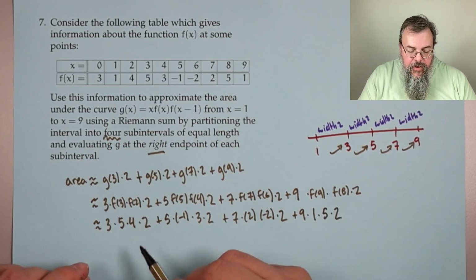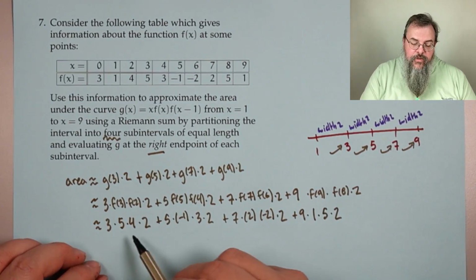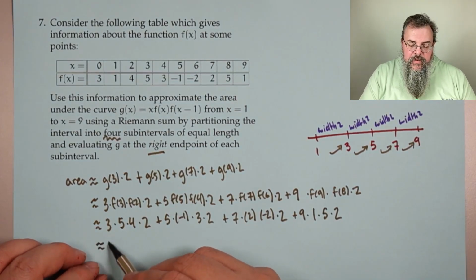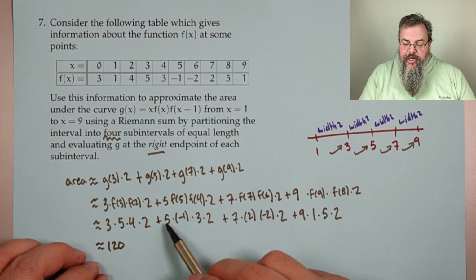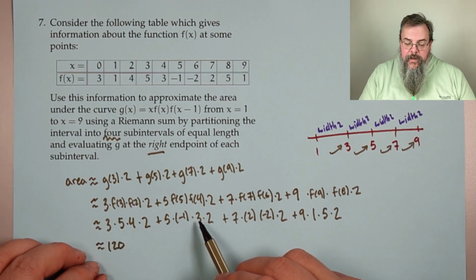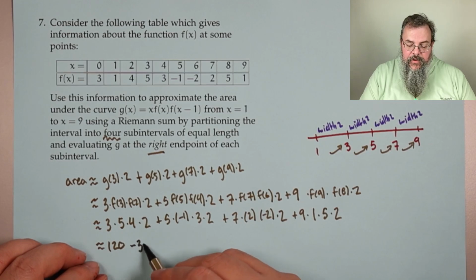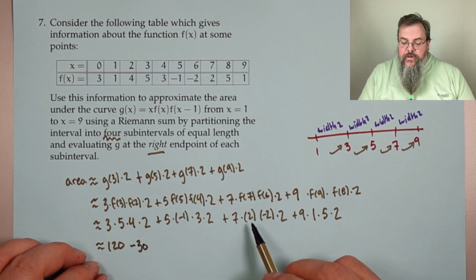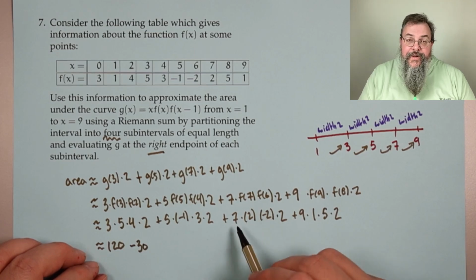All right, well, 2 times 5 is 10. 3 times 4 is 12. 12 times 10 is 120. 2 times 5 is 10. And then times 3 is 30. And then don't forget we're subtracting. So subtract 30. 2 times 2 times 2 is 8. There's a minus. And 7.